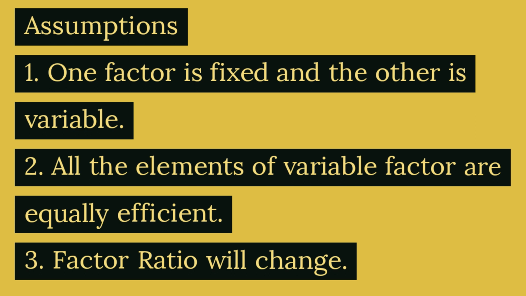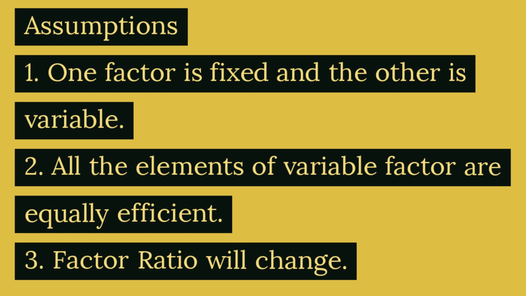Secondly, all the elements of the variable factor are equally efficient. It means all the units of labor that you are employing, whether 1, 2, 3, 4, every person is equally efficient. Third, the factor ratio will change. Factor ratio will change means on this 1 hectare of land, firstly employ 1 person, then 2, then 3, then 4. So the ratio will change, 1:1, 1:2, 1:3 in this way.